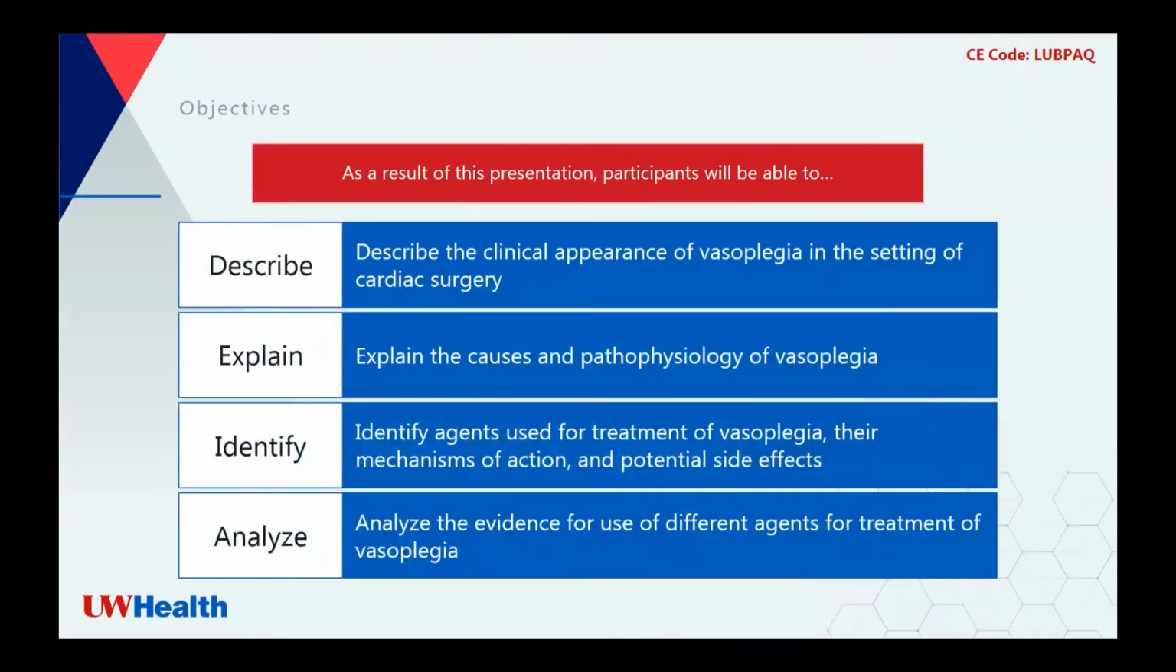So after this presentation, I hope that all of you will be able to describe the clinical appearance of vasoplegia in the setting of cardiac surgery and explain the causes and pathophysiology of vasoplegia. Further, I hope that you'll be able to identify agents that we use for treatment of vasoplegia, including their mechanisms of action, potential side effects, and other considerations we have. And lastly, we will analyze the evidence for use of these different agents for treatment of vasoplegia, and we'll specifically focus on what we use when vasoplegia is refractory to pressors and other first-line agents.